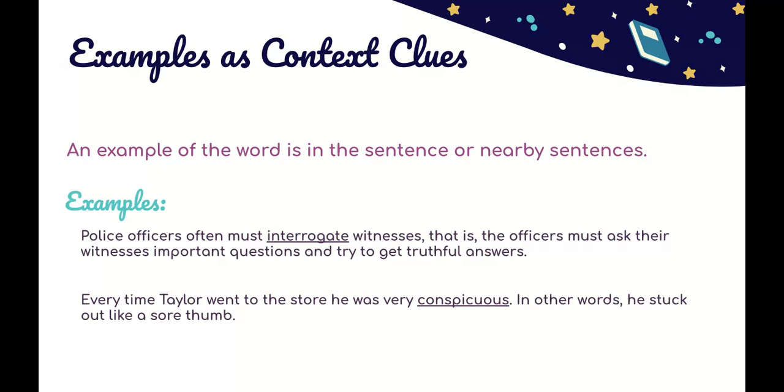Every time Taylor went to the store, he was very conspicuous. Conspicuous. That's a nice word to say. Conspicuous. So let's think about that one. We were looking for what conspicuous meant. Let's see the example that they provided. In other words, he stuck out like a sore thumb. So conspicuous means someone that doesn't do a very good job of hiding or laying low.